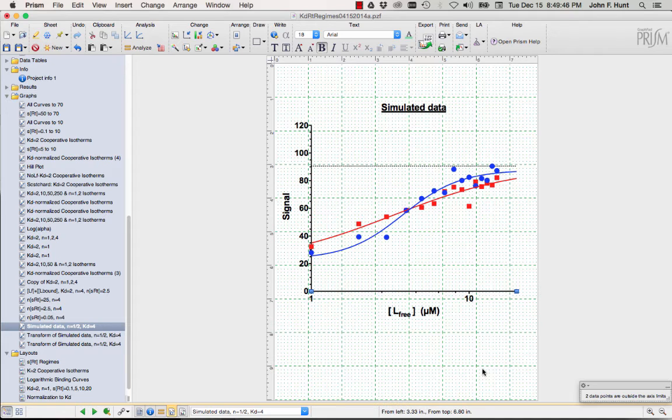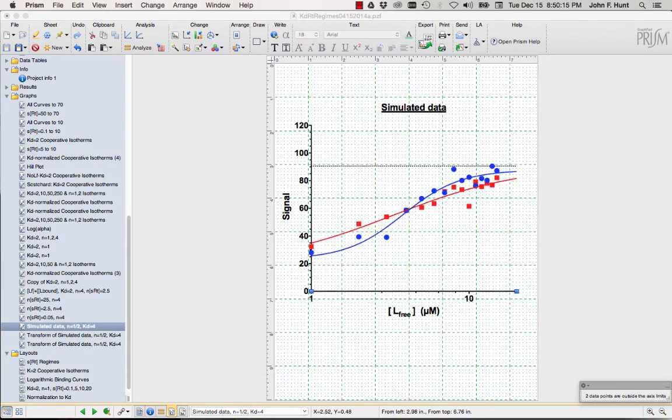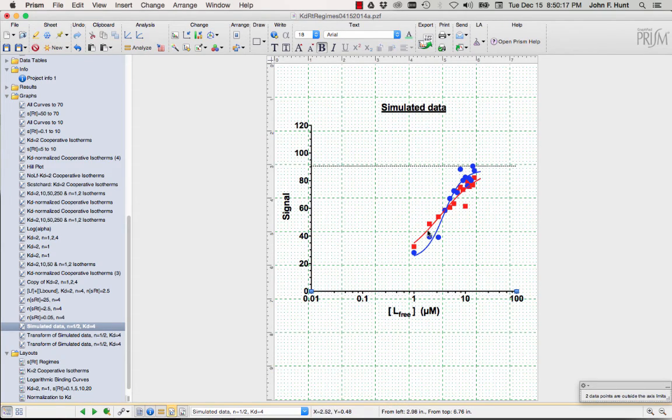Interestingly, the independent site plot is looking a bit like a straight line, but you can see that it is sigmoidal, slightly sigmoidal. If we go now to the longer axis here, let's say the minimum we go to 0.01, it's an interesting exercise to try. Here we go to 100. Okay, so now we've plotted this over a much longer range.